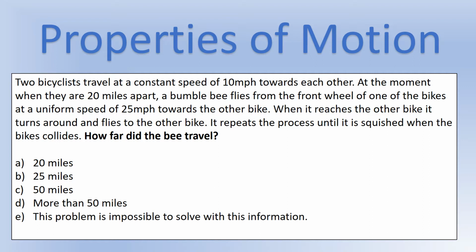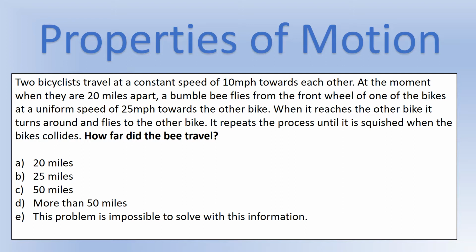The bike's going at 10, the bee flies at 25, so it goes ahead of the bike. It reaches the other bike, turns around and flies back to the other one. It keeps repeating that process until it is squished when the 2 bikes collide. Oh, it's very sad. So how far does the bee travel until it gets squished? You should pause it now, and try to figure out how far it travels from the start until it gets squished.